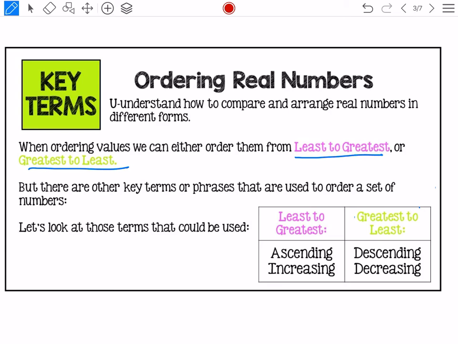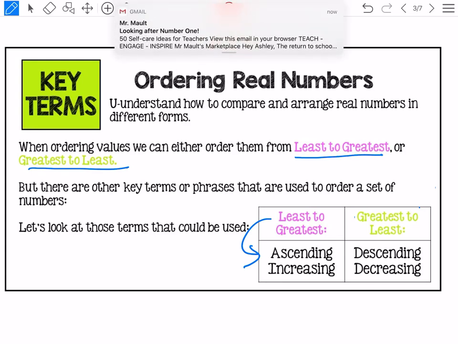Now, since we're in 8th grade, we're going to bump up our vocabulary. The word problem might not say put these in order from least to greatest. They might say put this list of numbers in ascending order or increasing order. So y'all need to know that least to greatest, you might see it as ascending or increasing. Those mean the same thing.